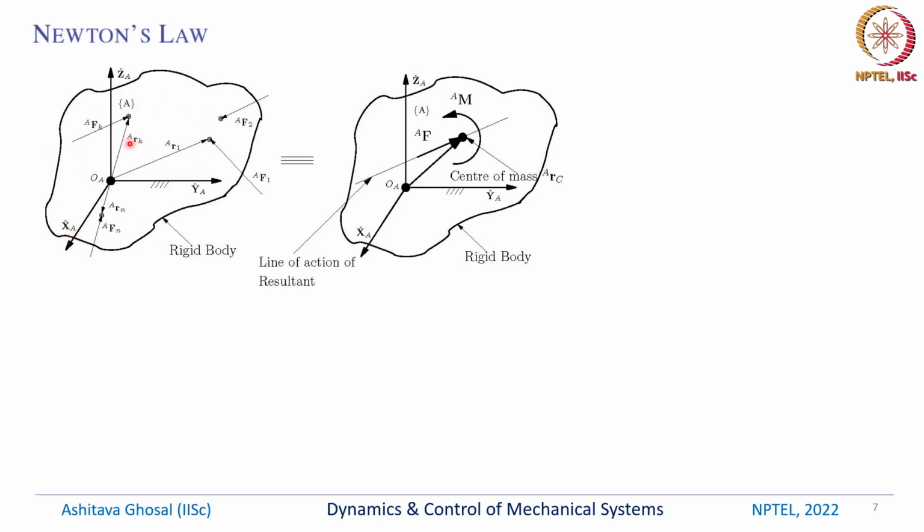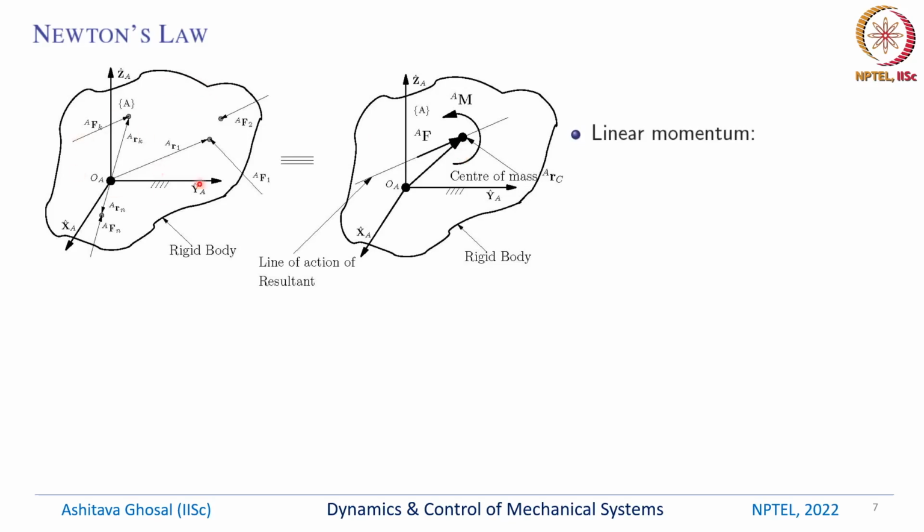And what are these AF1, AF2? They are the external forces. Last week we had looked at different kinds of external forces, say gravity, spring, damping and so on. So if you have a rigid body subjected to these n external forces which are acting at n points on the rigid body, we can obtain an equivalent description of all these forces on this rigid body as a resultant force AF and a resultant moment which is acting about the CG, or the center of mass.